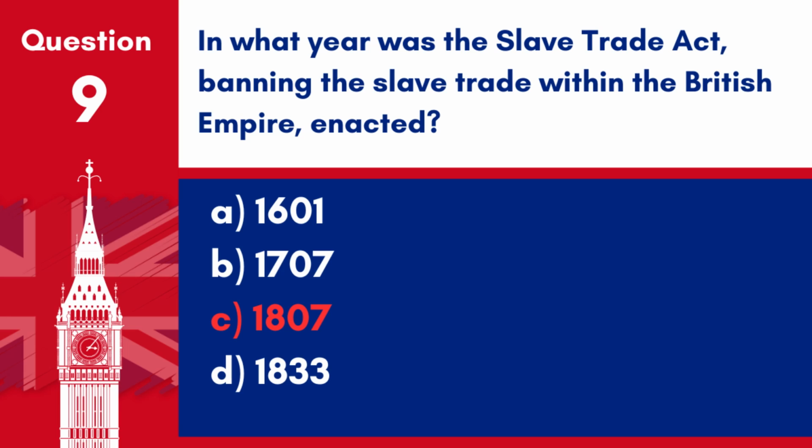Answer: C. 1807. The Slave Trade Act, banning the slave trade within the British Empire, was enacted in 1807.